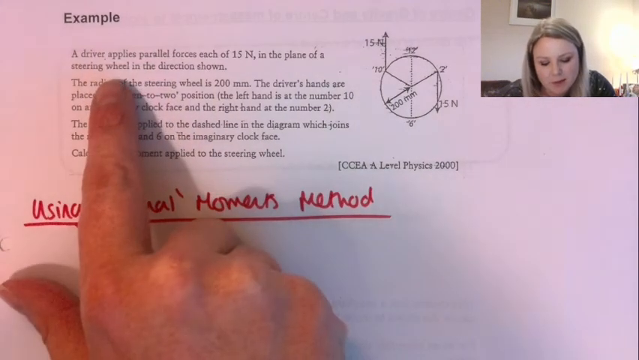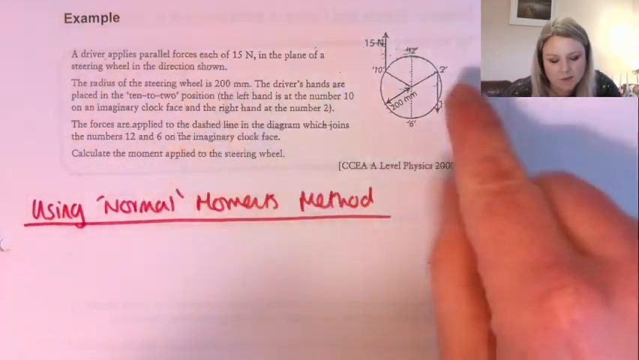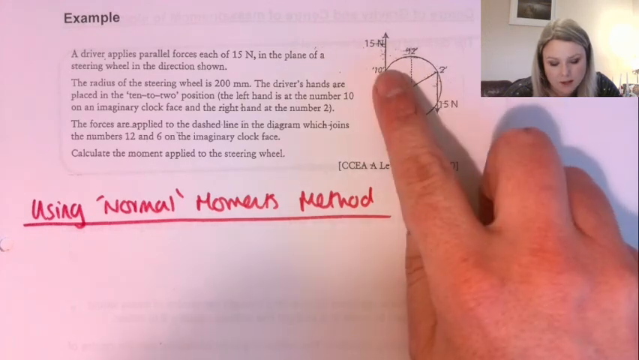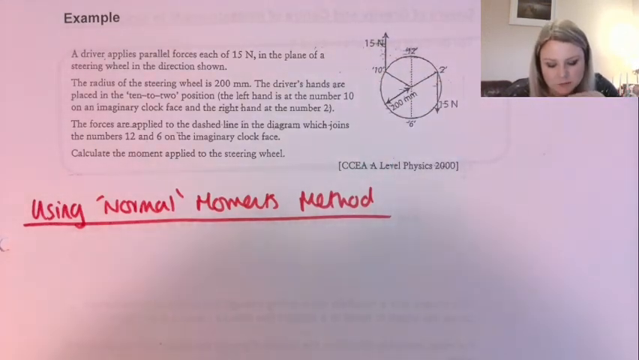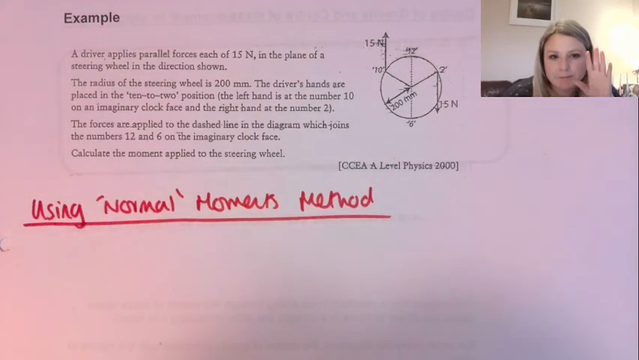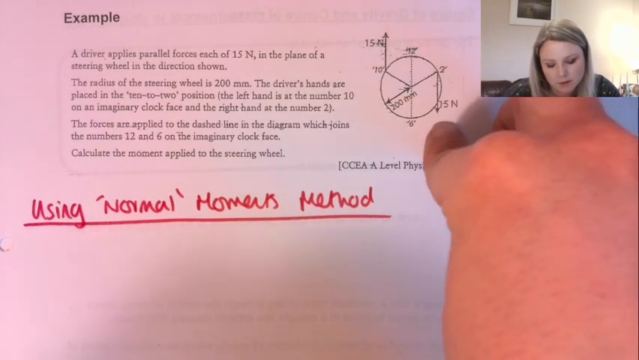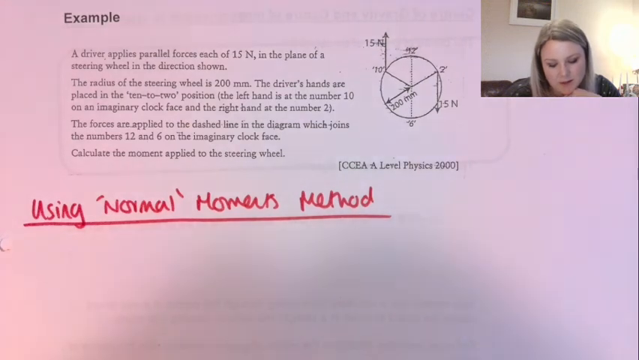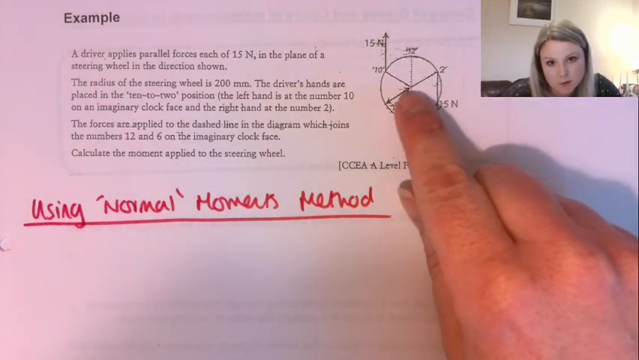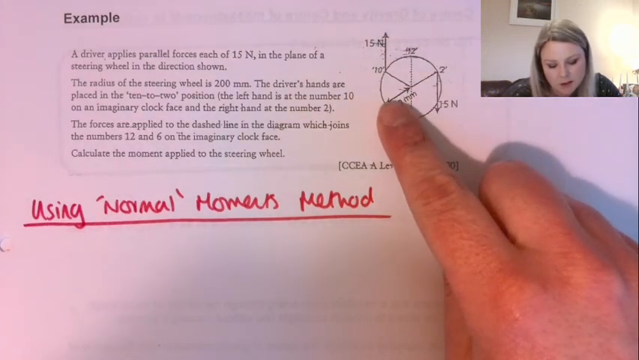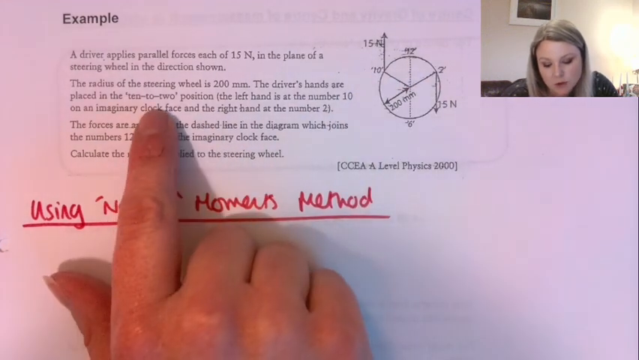Okay, a driver applies parallel forces, each of 15 newtons, here they are, so same line of action, in the plane of a steering wheel in the direction shown. So this one's going up and this one is going down. The radius of the steering wheel is 200 millimeters. So from here out 200 millimeters. The driver's hands are placed in the 10 to 2 position.